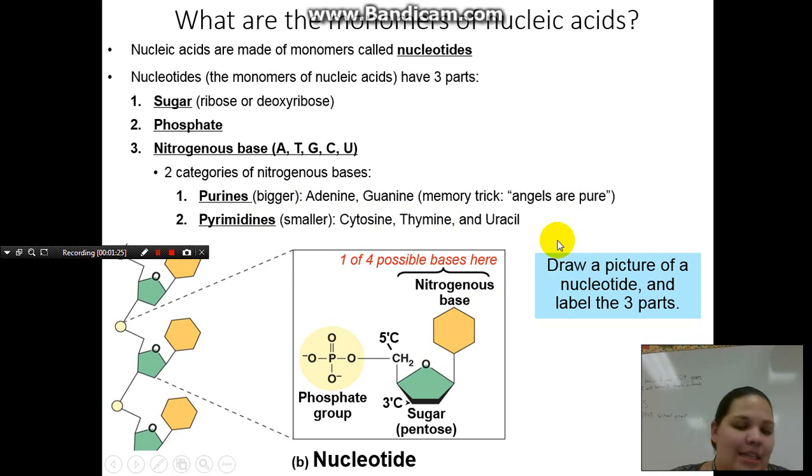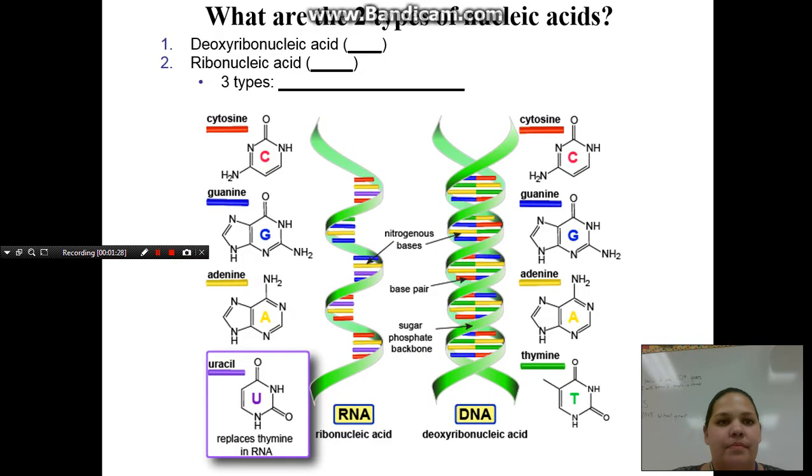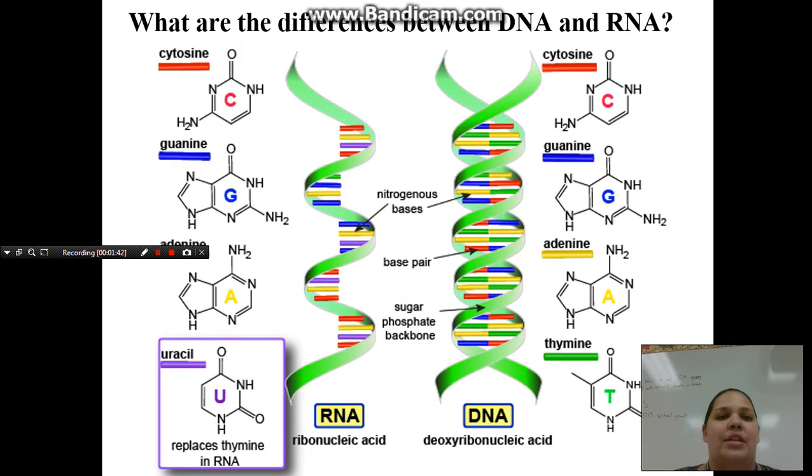All right, let's go ahead and move on. So there's two types of nucleic acid. We have deoxyribonucleic acid, which is DNA, and then we have ribonucleic acid, which is RNA. So the three types of RNA are mRNA, tRNA, and rRNA. We do have some differences between DNA and RNA. So we have RNA over here, and this side is DNA.